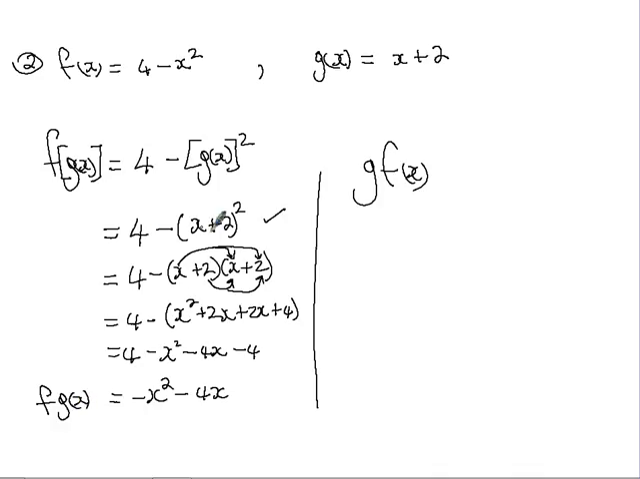Remember the function was already combined here. The rest of it is just doing some algebra to simplify it. On the other side now we have g of f of x. Now look at g of x. g of x is x plus 2.